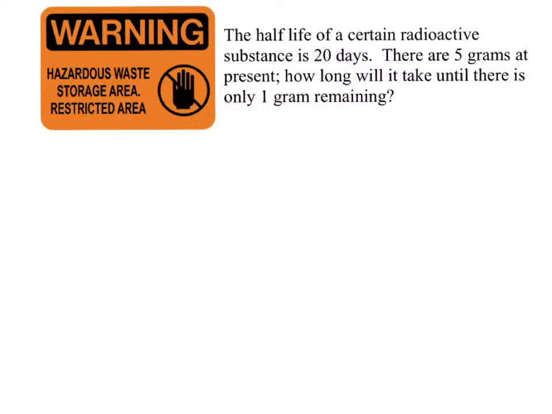The half-life of a certain radioactive substance is 20 days. There are 5 grams at present. How long will it take until there's only 1 gram remaining? Well, in the previous problem, we were multiplying by 1.0355. Here, we're multiplying by 1/2, because we're trying to figure out how many times we cut it in half before we get to 1 gram. So we're going to have 1/2 to some power.